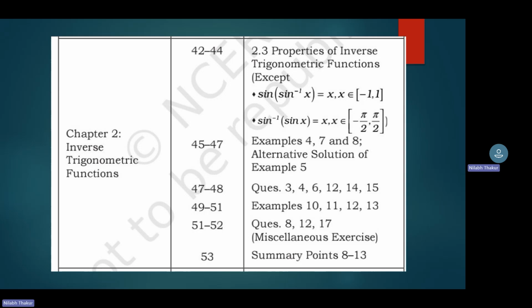Page number 49 to 51, question number 10, 11, 12, and 13. Question number 8, 12, and 17 from the miscellaneous exercise, page number 51 and 52. And summary points 8 to 13 from page number 53 that you can skip from chapter number 2.